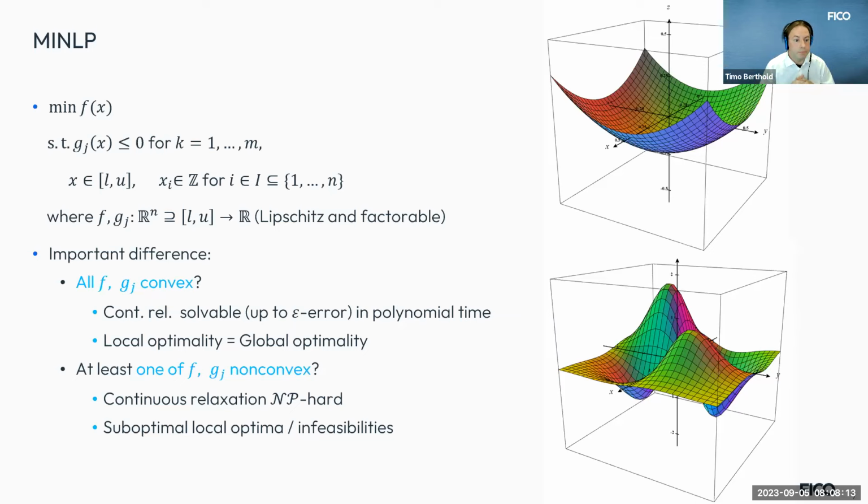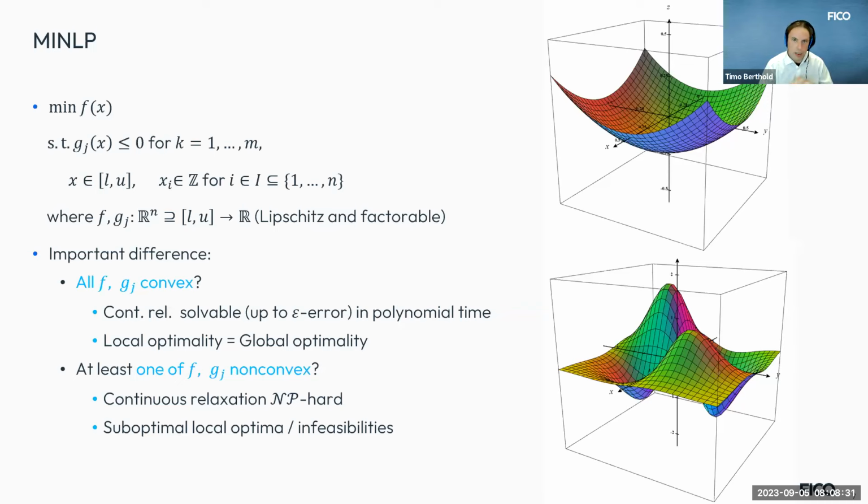So for the solvability of such problems, there's an important difference. For the case that all of the f and g are convex, this is easier.